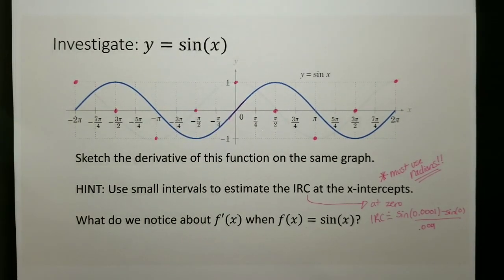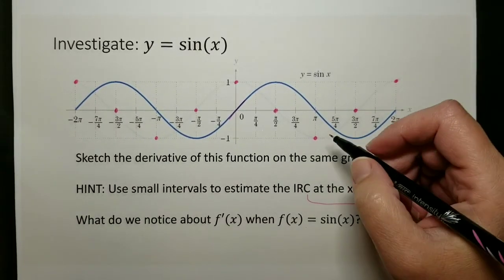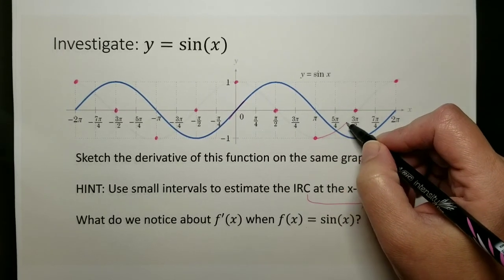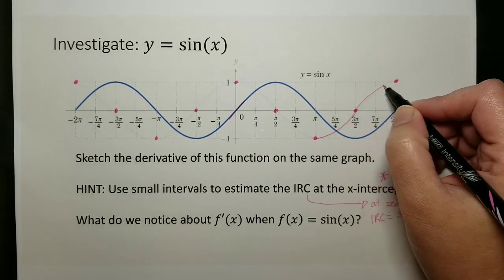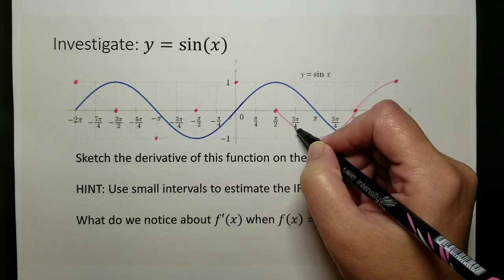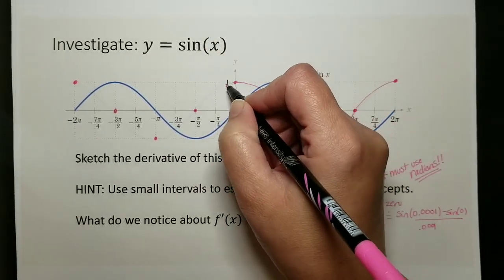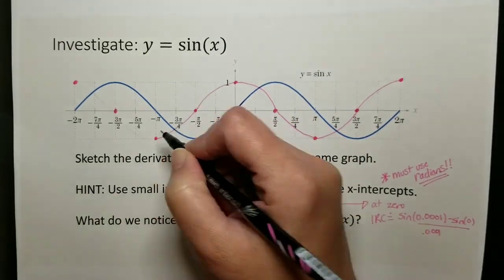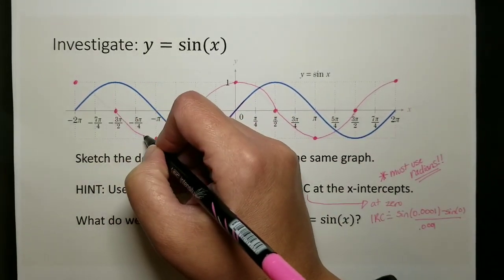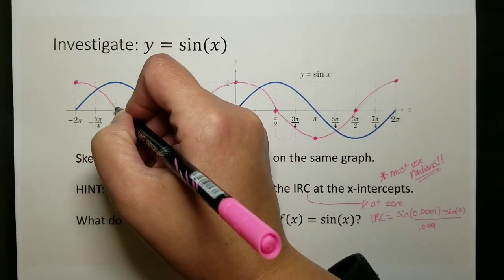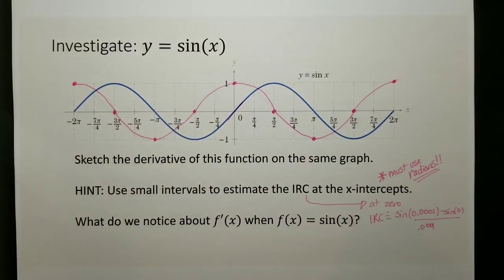So what do you notice if you look at the points that I've plotted there in pink? Hopefully you guys see that looks like a familiar function, and it actually does end up being true that this is the cosine function. So here, the derivative of sine of x actually is cos of x.